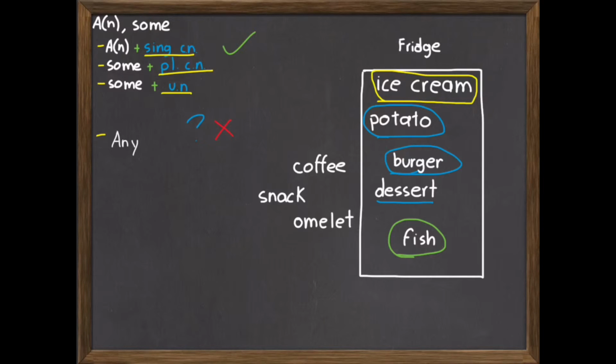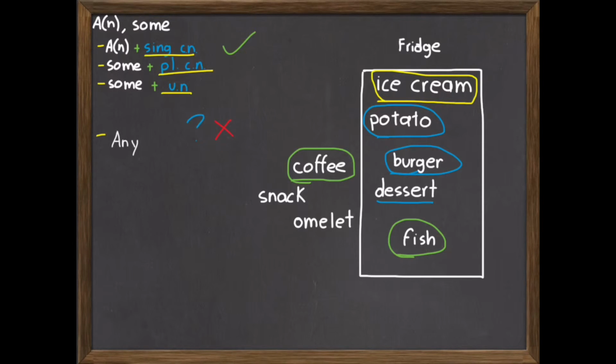Would you like some coffee? We use some because that's an offer. We're making an offer. We're offering coffee. Now, where's the coffee? Well, the coffee, we cannot say there is a coffee in the fridge, or there is some coffee beside. We can say there is some coffee besides the fridge or next to the fridge.